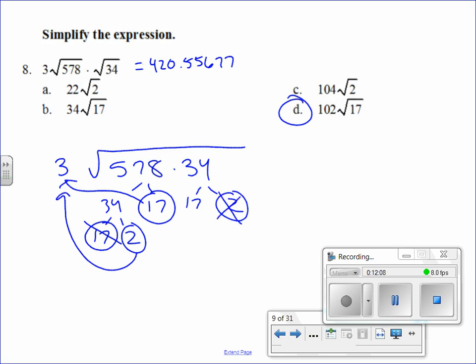So if you have a 3 out of the jail, a 17 out of the jail, and a 2 out of the jail, you will multiply them together. And that's 102.